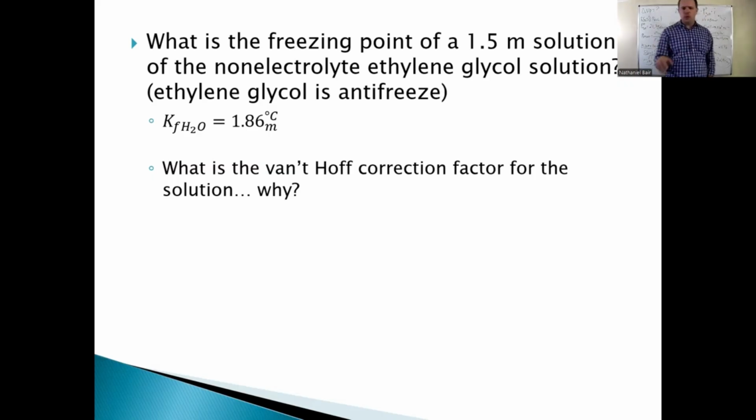But I want to do this 1.5 molal ethylene glycol solution. I want to calculate the freezing point depression for that. And here's the freezing point depression constant for water, which I just ripped off of that last slide, 1.86 degrees C per molal. Give me a second to copy this stuff down. We'll do this problem together.